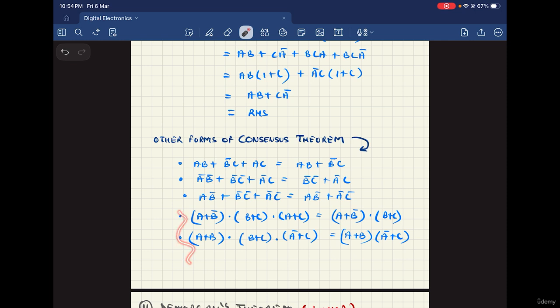So these are dual versions. Duality we'll see. So dot has been changed to plus and plus has been changed to dot. Literals are as they are. That's how you create duality. So we'll see in the later videos.